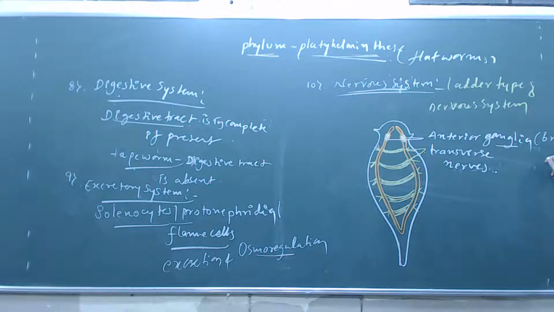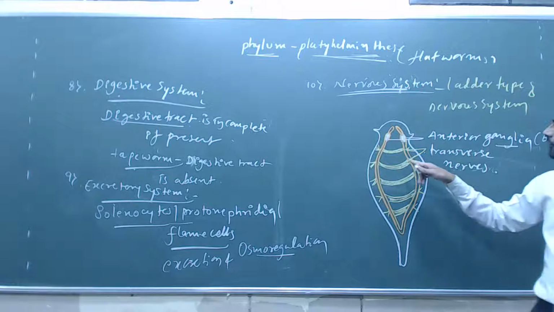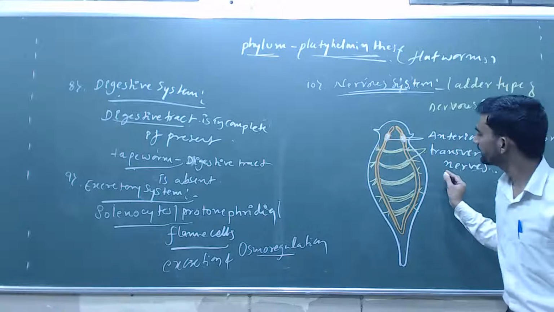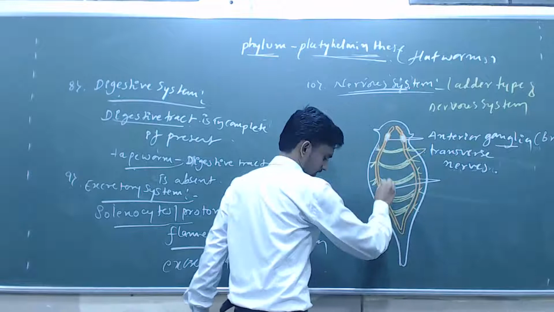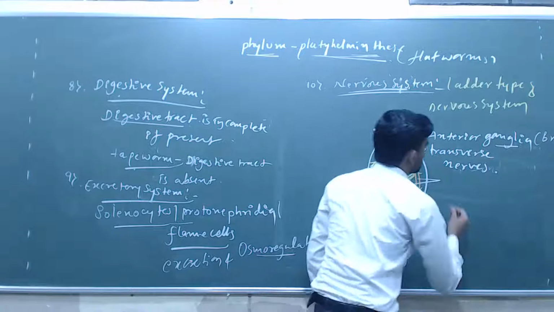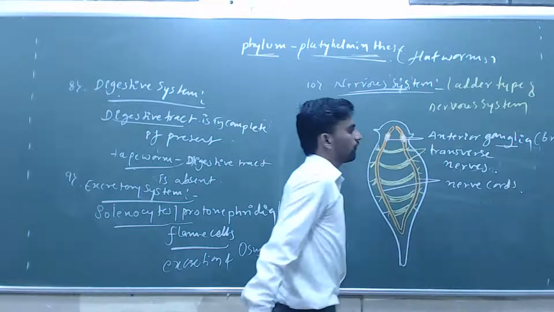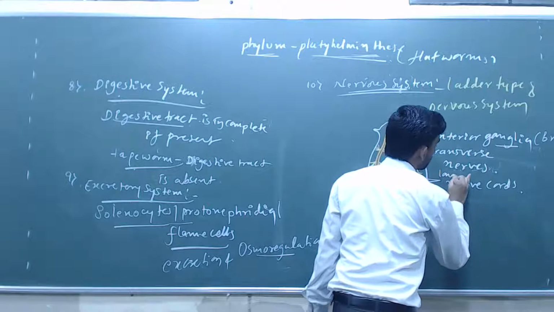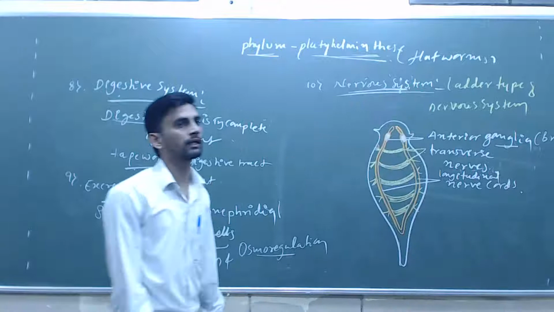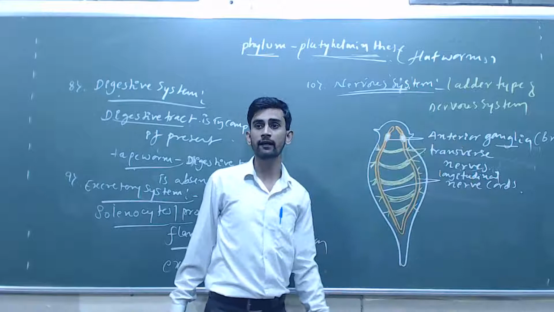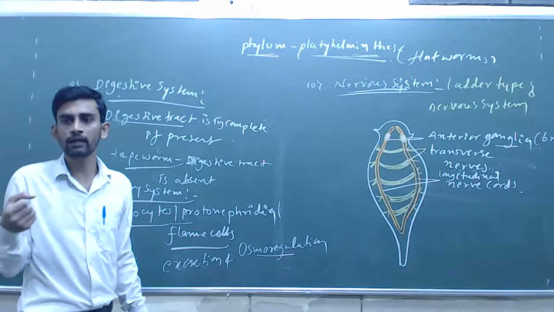In the nervous system, a pair of anterior nerve ganglia is there, then followed by transverse nerves, a nerve network you will find. Then followed by these pipes. These two pipes we consider nerve cords. What type of nerve cords? Longitudinal. Consider the prefix longitudinal nerve cords. A pair of longitudinal nerve cords you will find, transverse nerves you will find, and along with that, in the anterior-most region, a pair of anterior ganglia that play the major role as a controlling center. That's what we consider as the brain. This is the simple type of nervous system you will find.